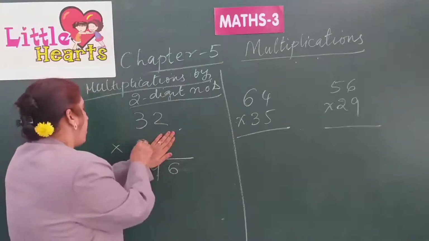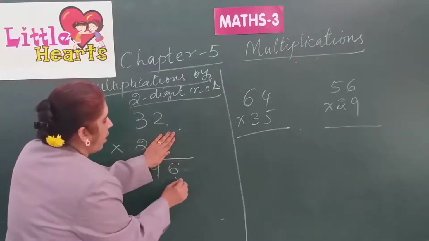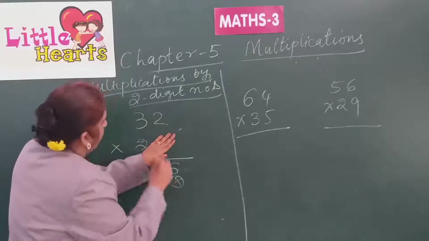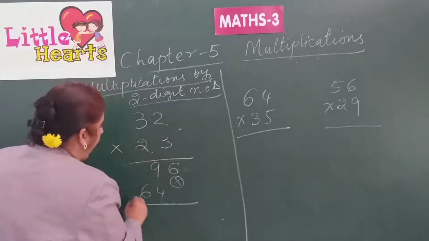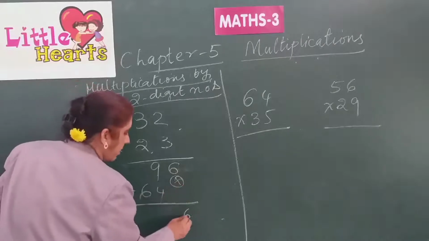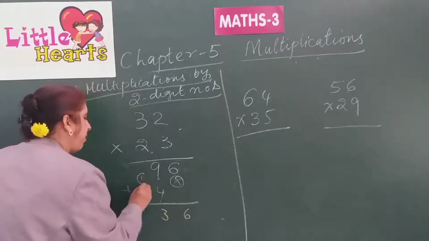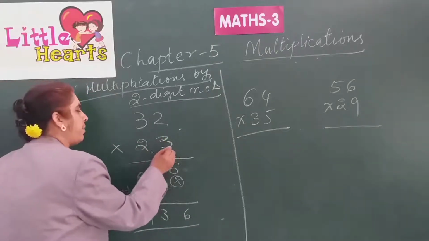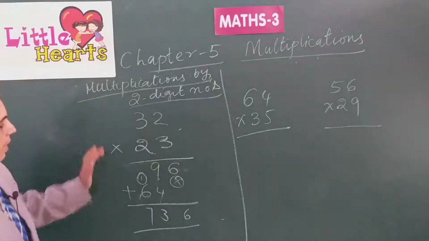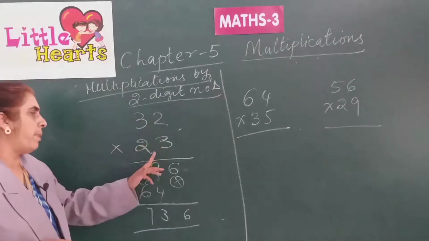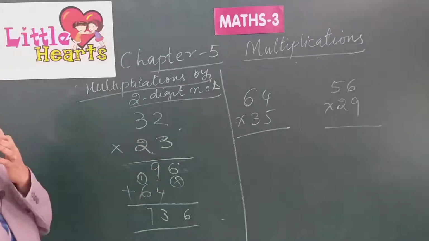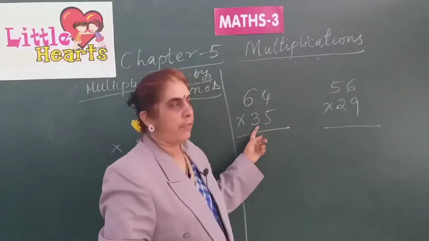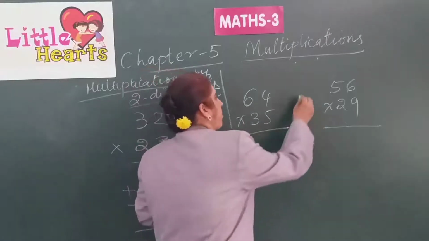Now close this. When you multiply by a tens place digit, always put the product from the tens place only. 2 2s are 4, 2 3s are 6. Now add both the products. 6, 9 plus 4, 13, carry 1, 6 plus 7. This is only without carrying. 32 multiplied by 23. That is, without carrying we have dealt with a 2-digit number multiplied by a 2-digit number. Now we are going to multiply a 2-digit number 64 with 35.